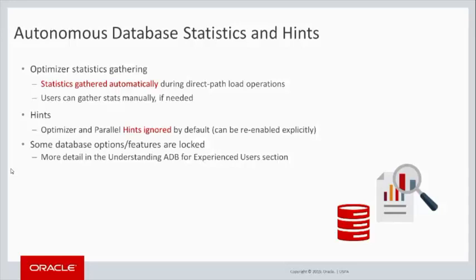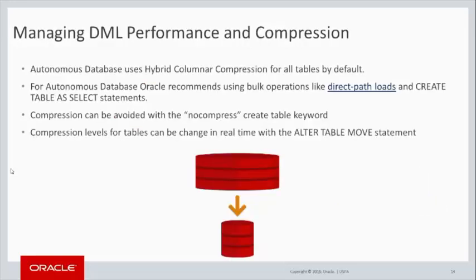If direct path load operations are not used, such as with SQL Developer loads, the user can gather statistics manually as needed. When migrating an existing database that uses optimizer and parallel hints, ADB will ignore those by default. Because ADB runs in a highly tuned Exadata environment, most database operations should run faster, or at least as well as, a database tuned with lots of hints to perform faster. Should hints be required for some reason, they can be explicitly re-enabled.